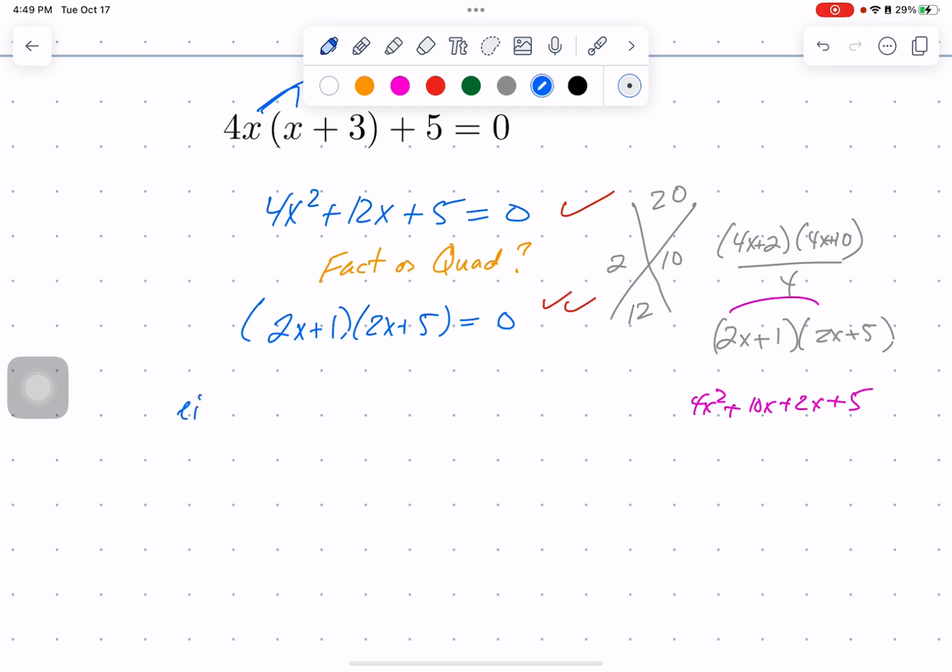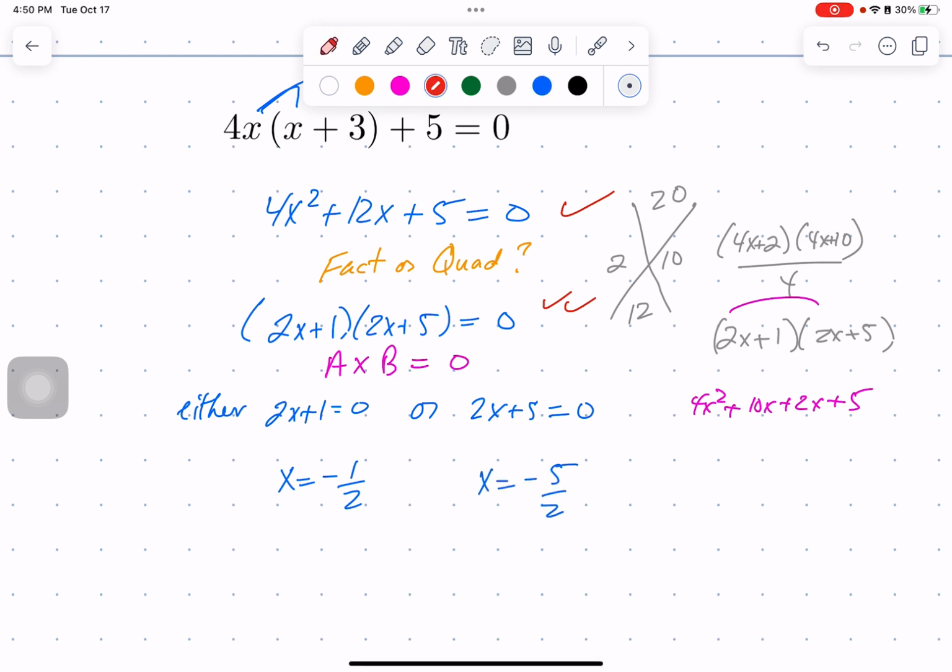So now either 2x plus 1 equals 0 or 2x plus 5 equals 0, because what I'm looking at here is the zero principle. I've got two things that multiply together to give 0. Awesome. So either x equals negative 1/2 or x equals negative 5 over 2. And those are 2 marks. So this is a 5-mark question.